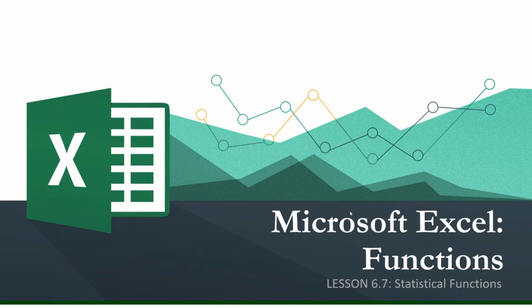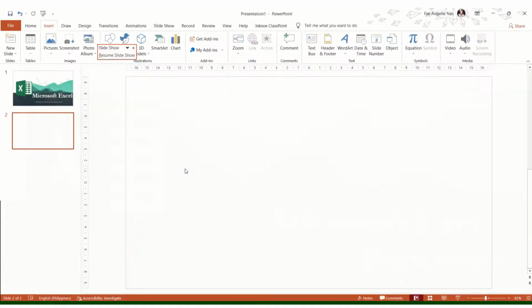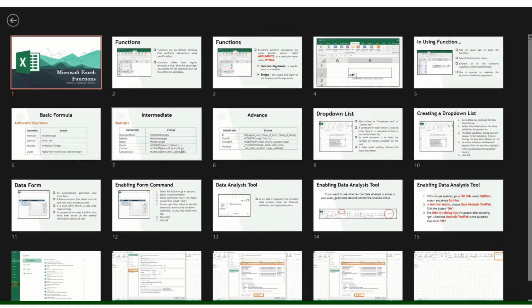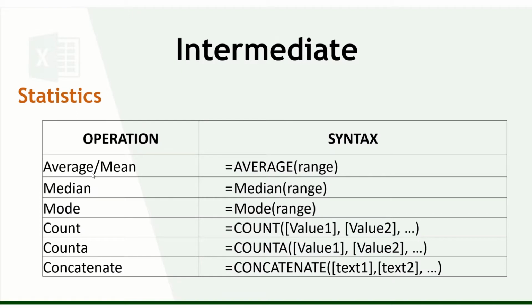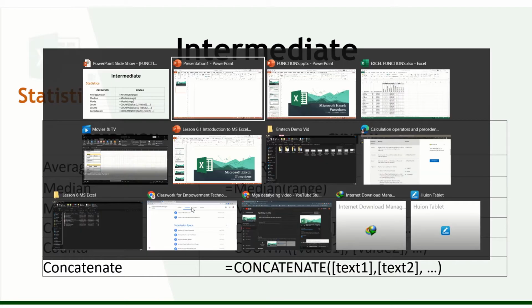In this video, we're going to learn how to use some of the statistical functions in Microsoft Excel. So here are some of the functions that we're going to learn in this video. Here we have the average function, median function, mode function, count function, counter function, and then concatenate function. Concatenate is not a statistical function, however we'll include it in our set of functions to learn for this video. So let us go to our examples.